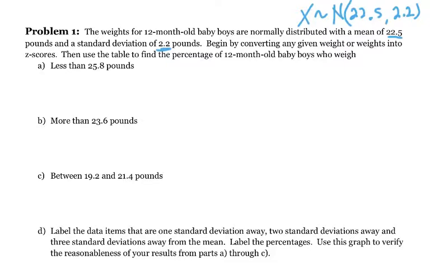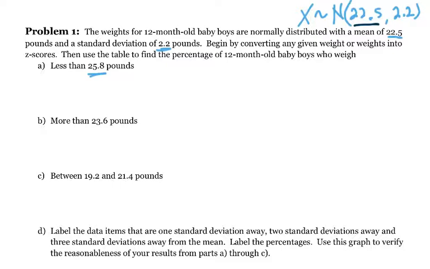Okay. Begin by converting any given weight or weights into z-scores. Then use the table to find the percentage of 12-month baby boys who weigh less than 25.8 pounds, more than 23.6 pounds, and between 19.2 and 21.4 pounds. So we're going to convert the weights from this scale to our z-scores, which are centered around 0, whereas in this we're centered around our mean, but we're going to relate it to a normal curve that's centered around 0.